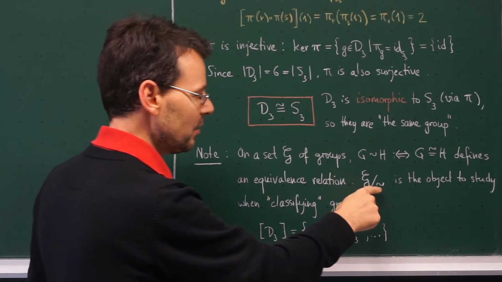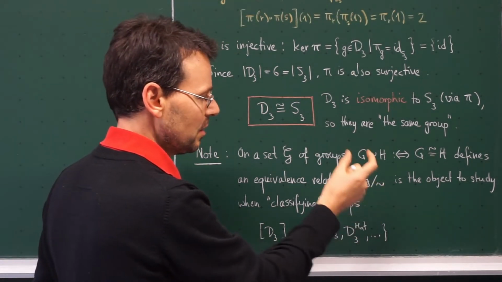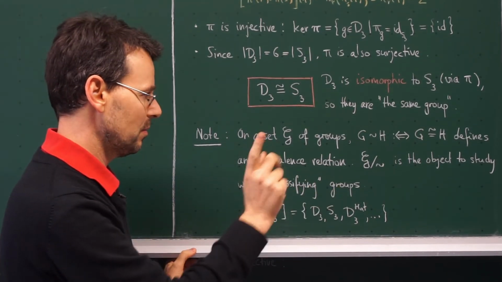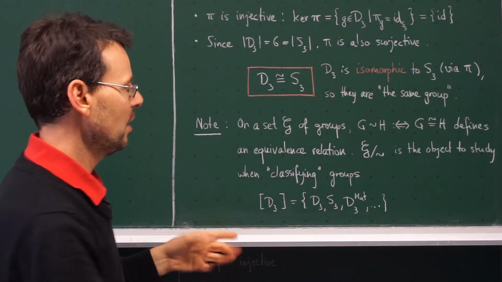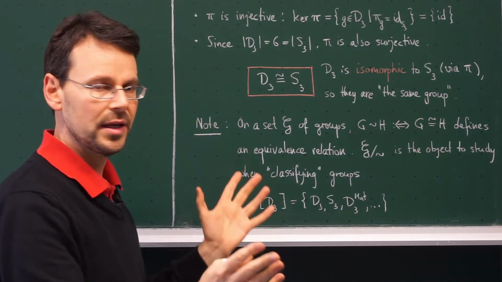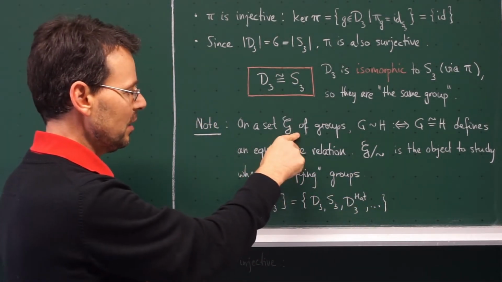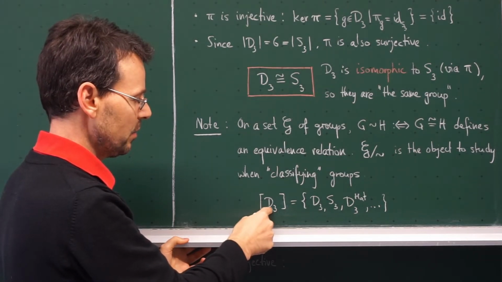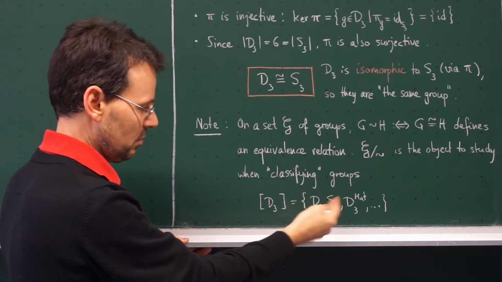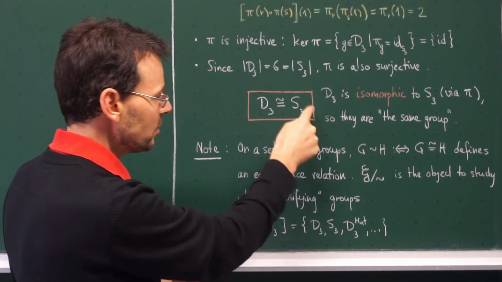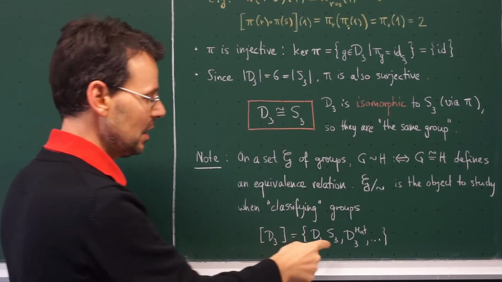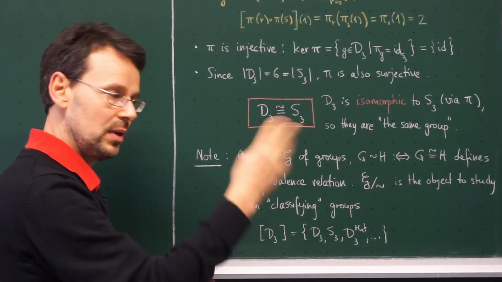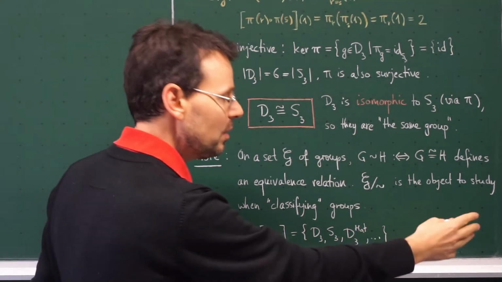And now the factor set. This is the object you should study when you try to classify groups. What I mean by that is the following. Here, for example, if you take all the finite groups as the set, then the equivalence class of the dihedral group of the equilateral triangle contains, of course, the dihedral group itself, then also S3, as we have just seen, then, of course, also the matrix form of the dihedral group. We did that in the very beginning, and maybe much more.